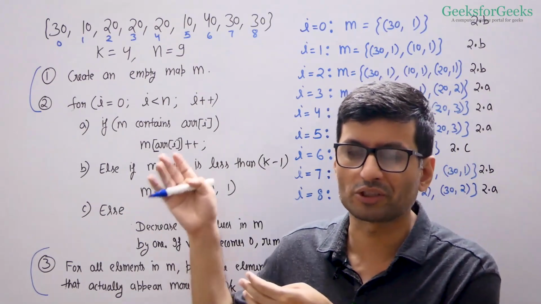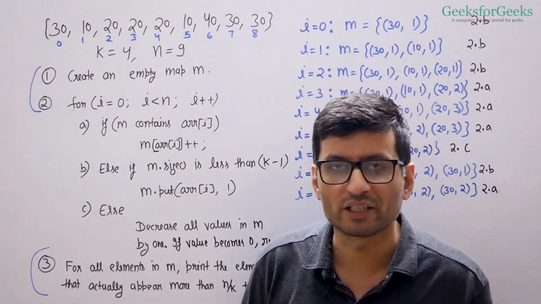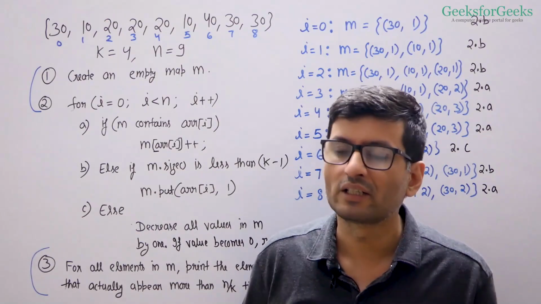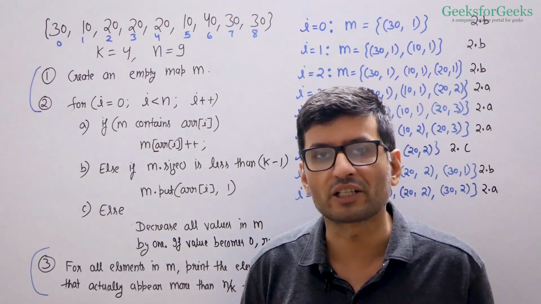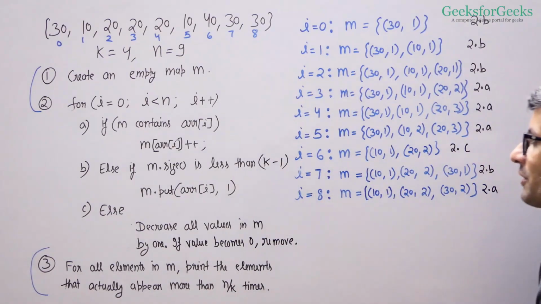These are the 3 possible cases. We handle these 3 cases, and at the end we have candidate elements, and we check whether these candidate elements are actually output elements or not. Let's understand the algorithm step by step.